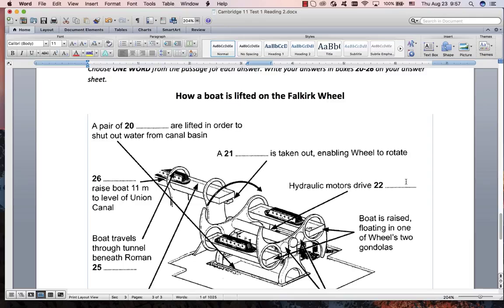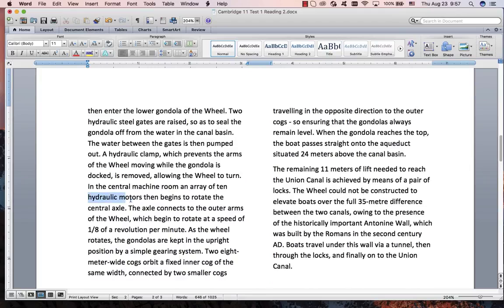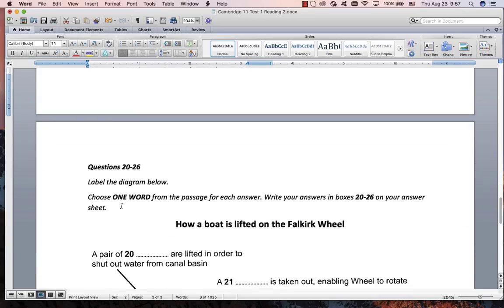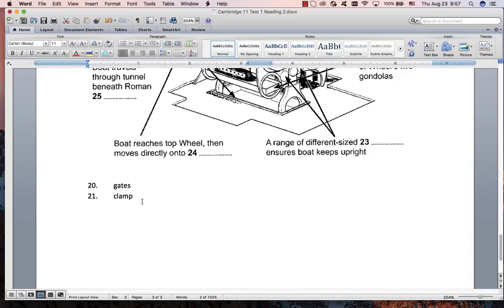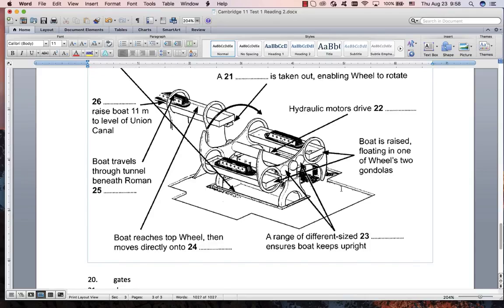This could be anything. It could even be an adverb. The hydraulic motors drive blank, probably a noun, but it could be anything. So let's find hydraulic motors and drive. The hydraulic motors, there is the verb begins to rotate. They drive the central axle. But how many words are we looking for? Are we allowed? Only one. So you must throw away what? You throw away the adjective, you keep the noun. So the hydraulic motors drive the axle. 22 axle. Alright, you can try and find that. You don't really need to. It might be somewhere else, so probably just move on.